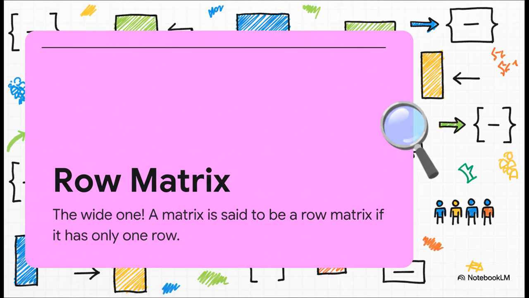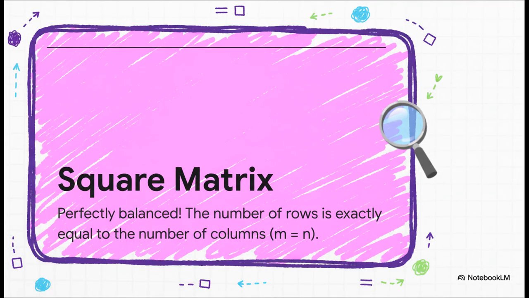And next, we have its exact opposite, the row matrix. This one is the wide one. It's got only one single row, and it's stretched out horizontally. See the difference? Tall column matrix, wide row matrix. Then there's the most neat and tidy member of the family, the square matrix. And what's special about a square? All sides are equal. It's the same here.